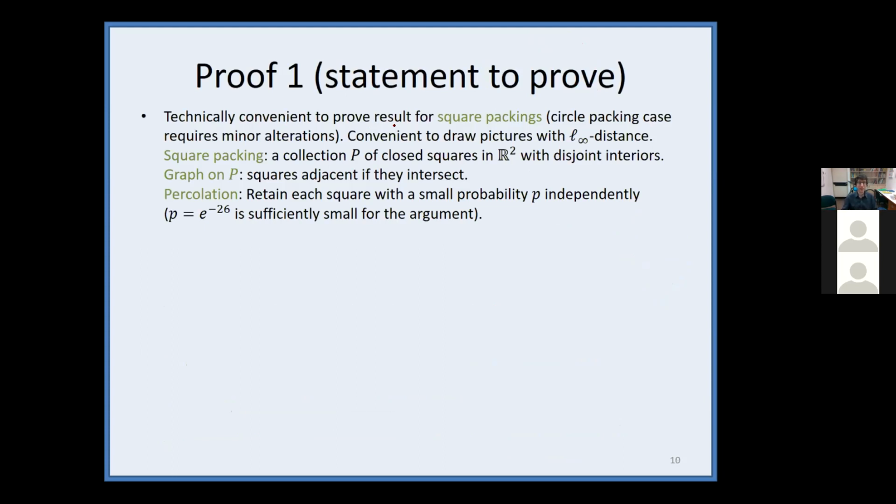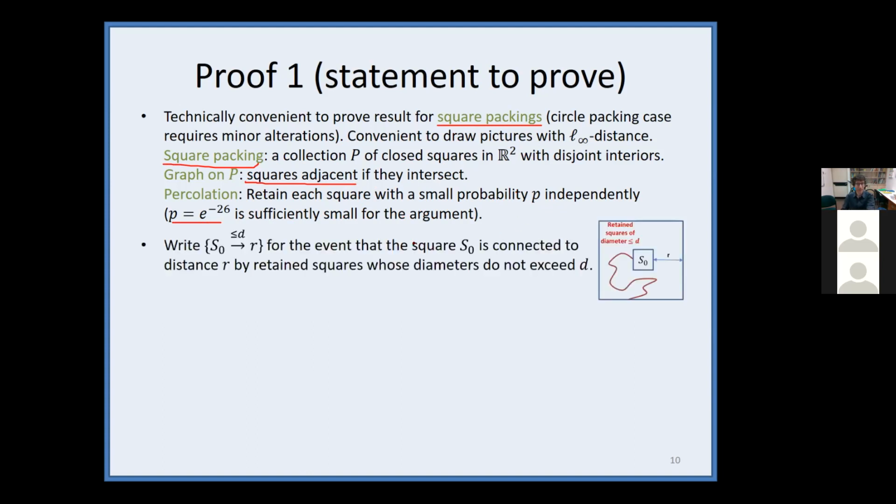So as I said, it will be technically convenient to work with square packings. The proof for circle packings is very similar, but it's nicer to draw the squares and also technically easier at one step. So I will do things with square packings, but it's more or less the same proof. I will indicate also afterwards that there is a much greater extension for which the proof works. So a square packing is a collection of closed squares. And again, squares are adjacent if they intersect. And again, we do percolation by retaining each square with a small probability P independently, and we will take P to be e to the minus 26.